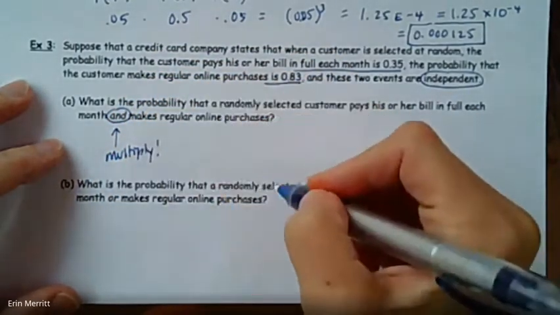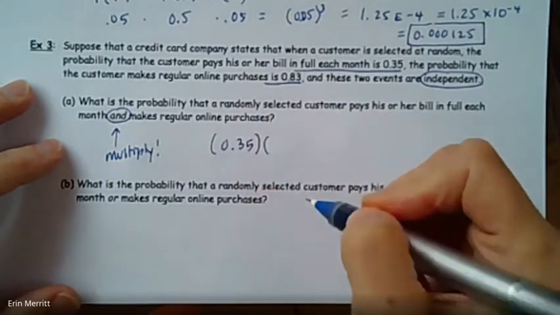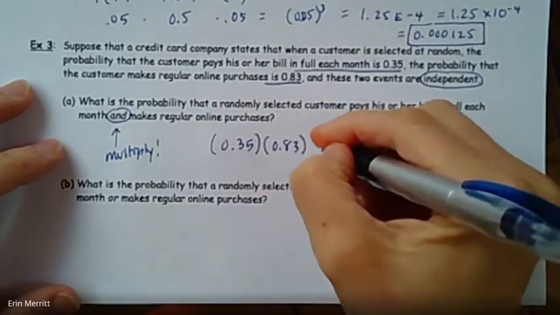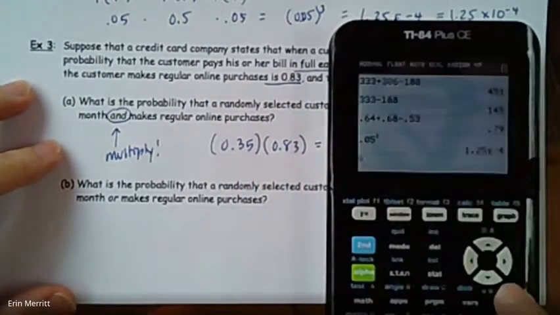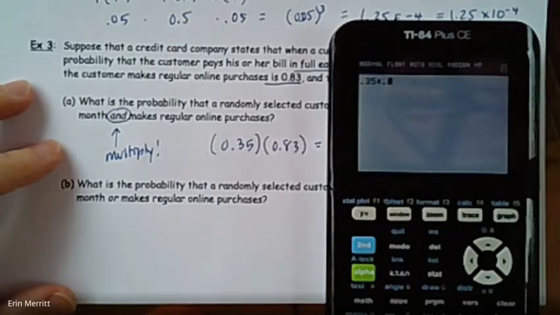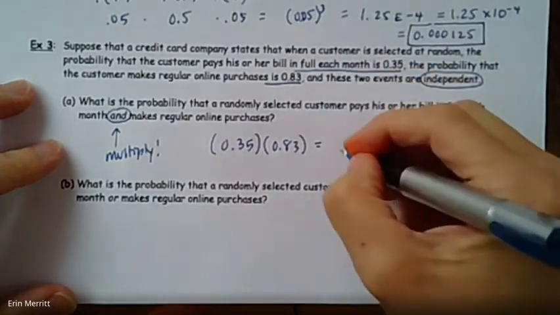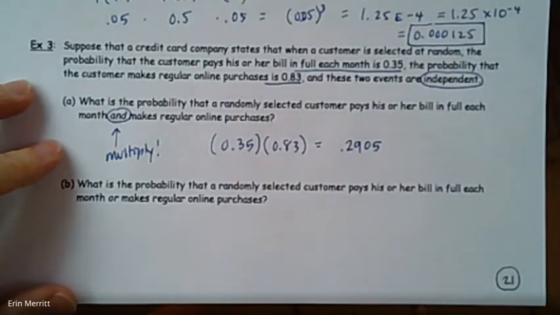All right, so the probability of paying their bill in full is 0.35. Probability of making online purchases is 0.83. And so again, we can just use our calculator here. So 0.35 times 0.83, that'll give me 0.2905. So that's the probability you'd find somebody that does both.